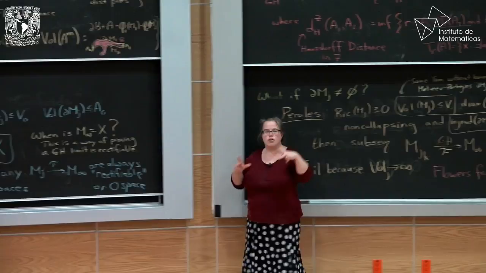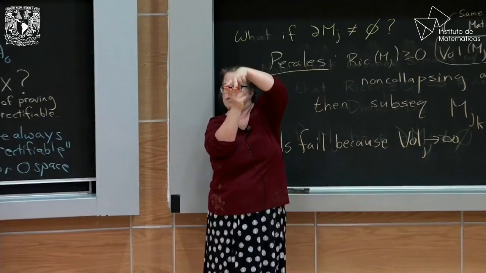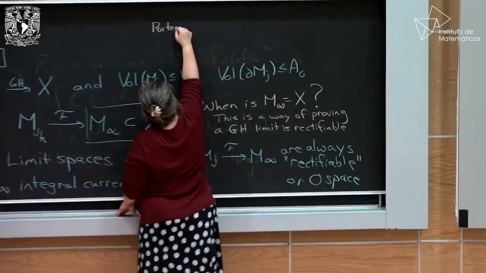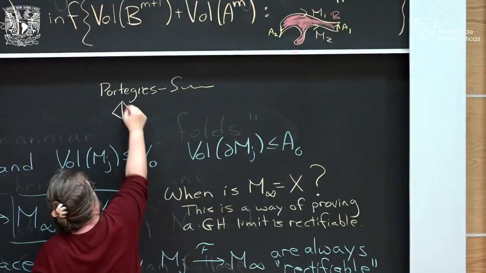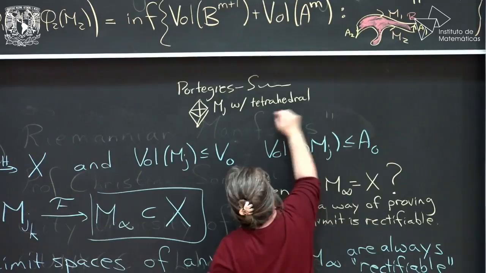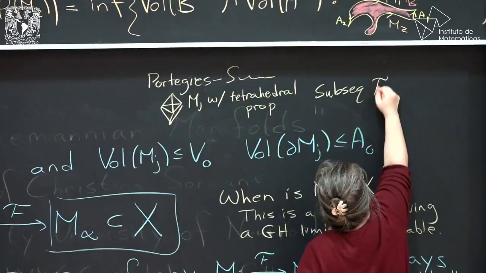There's something called the tetrahedral property, which says that the spaces contain tetrahedra that are forced not to flatten. They're just stiff like this. And so Portegies and I, for tetrahedra that look kind of like this, if the spaces M_j have this tetrahedral property, then a subsequence flat equal GH converges.